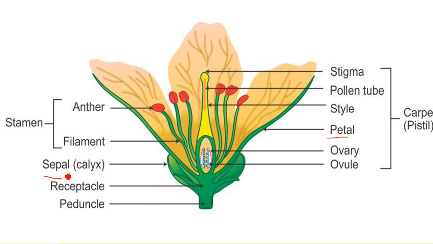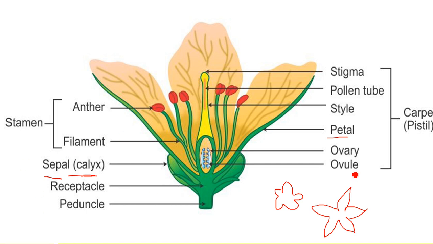They may be attached or they may be free. Free means in some conditions you will observe that the sepals are somewhat attached like this, and in many they are separated like this. Okay, so these are sepals. These are green in color.